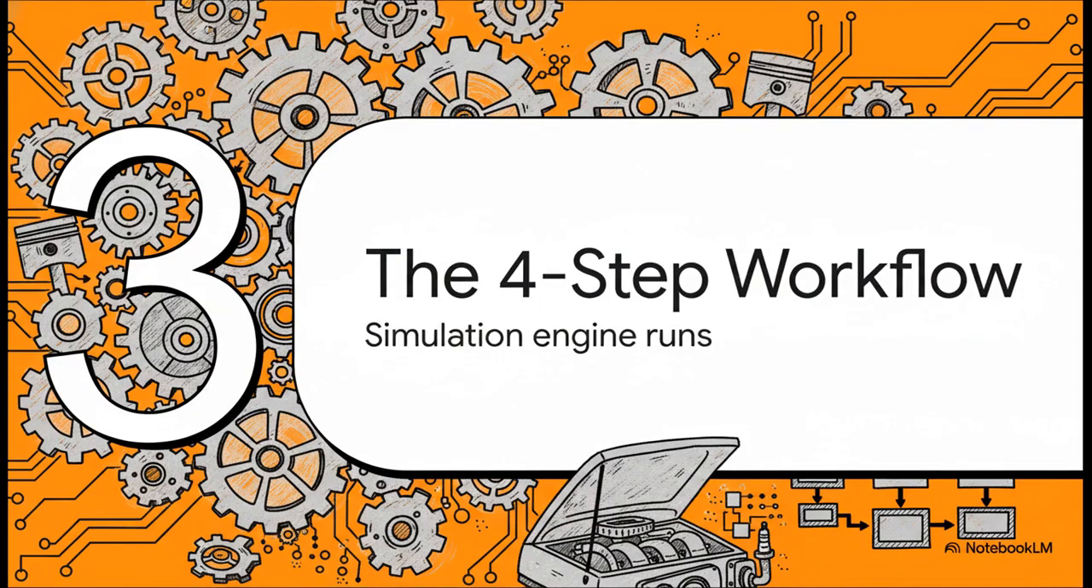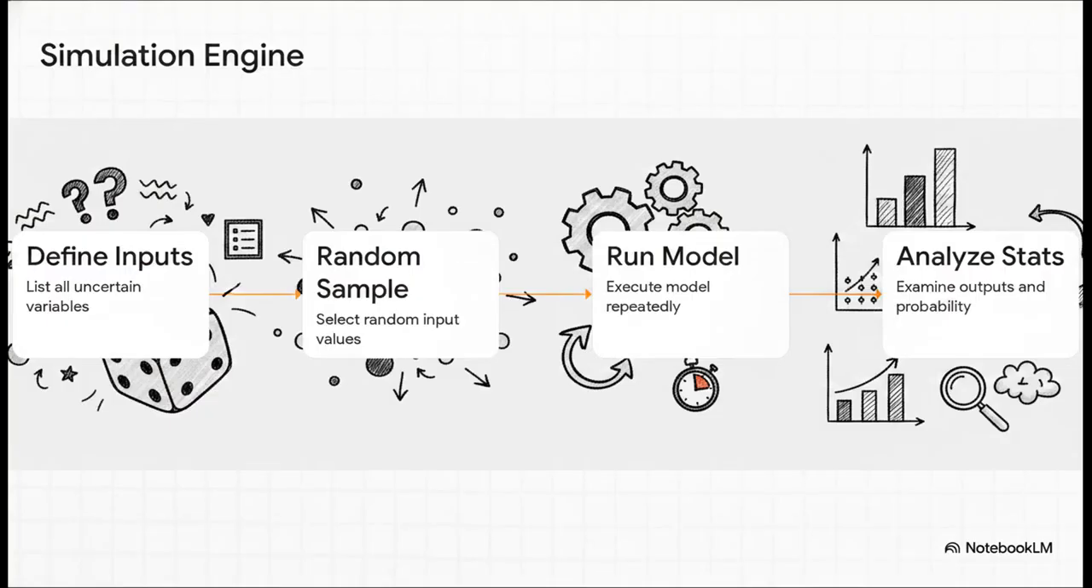Okay, section 3, the 4-step workflow. How the simulation engine runs under the hood. The simulation engine runs on a really basic 4-step loop. First, we define the uncertain inputs. Second, we randomly sample those inputs. Third, we run the model repeatedly. And fourth, we analyze the statistics. Now, while these 4 steps might sound simple on the surface, their execution is incredibly powerful. Let's break each of them down.